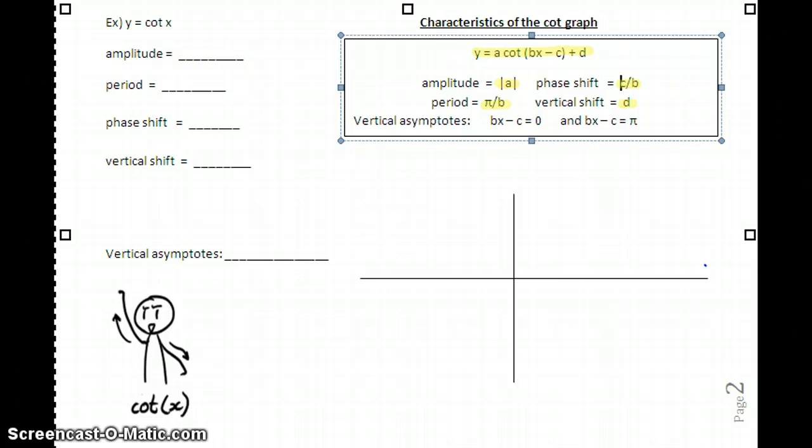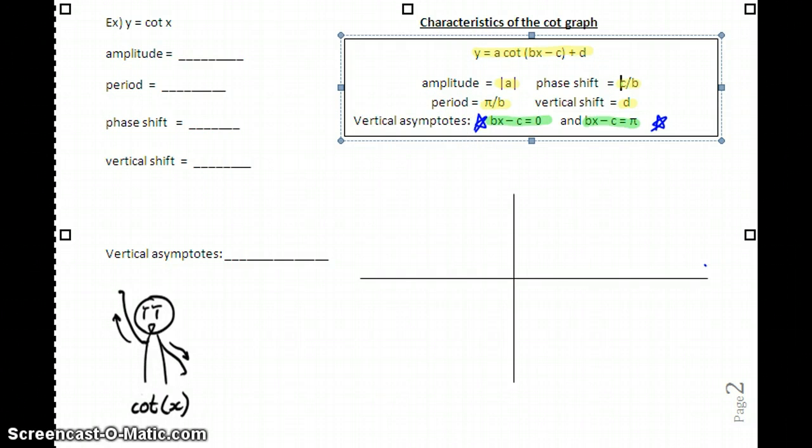What will change, though, is how we find our vertical asymptotes. With tangent, we were setting them equal to pi over 2 and negative pi over 2. Well, with cotangent, they're equal to 0 and pi. So we take our bx minus c, we set it equal to 0, and we set it equal to pi. So that's a big difference in terms of finding the vertical asymptotes, how the cotangent and tangent graphs are different.